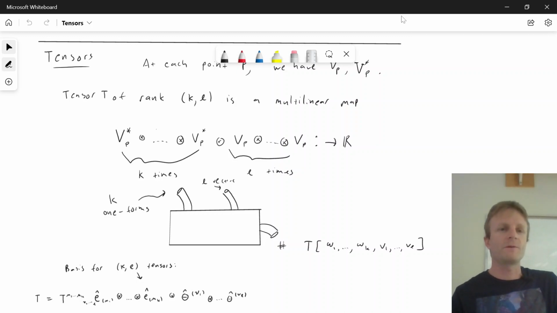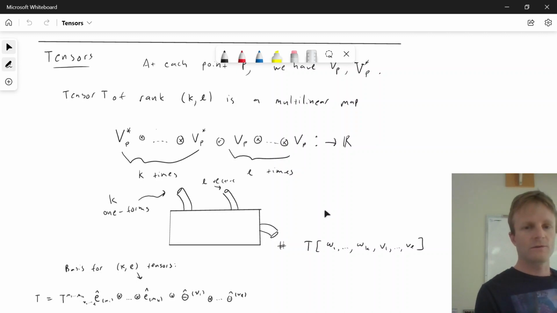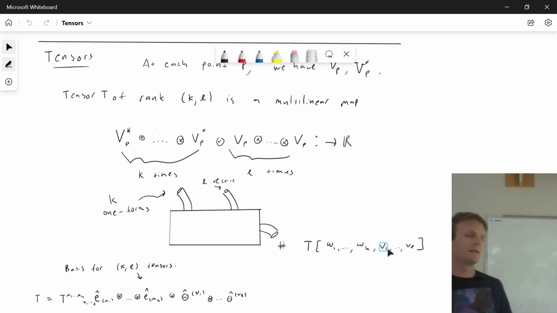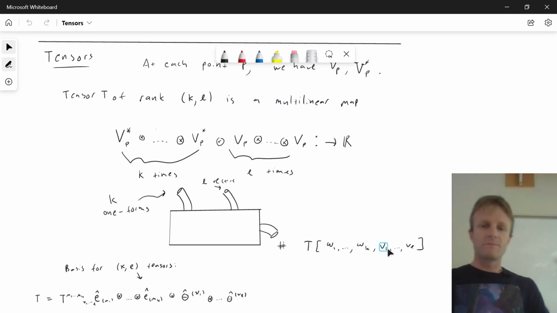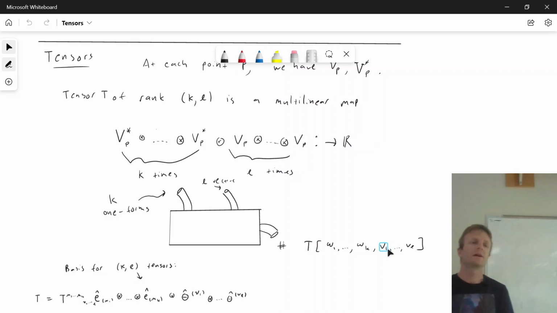So last time we introduced the notion of a tensor as a multilinear map, linear separately on each argument, from k one forms and l vectors to a number, and that number is denoted t, the tensor, acting on the k one forms you put in and the l vectors you put in, with brackets, like we had the same notation for one forms.